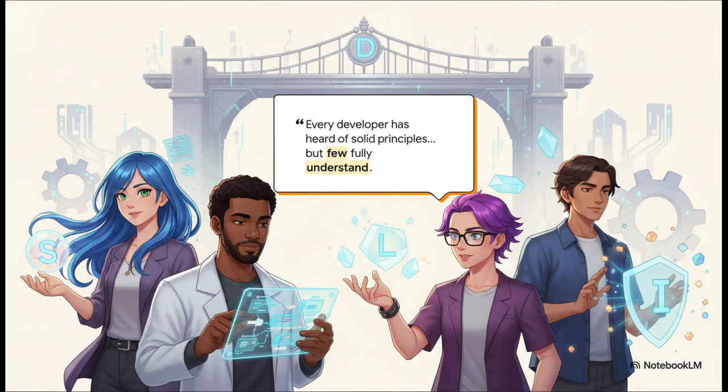And this quote just hits the nail on the head. For a lot of us, SOLID feels, well, a bit academic, like a rigid set of rules you have to memorize. But it's so much more than that. So let's get past the textbook definitions and build a real, practical understanding of what these principles are all about.